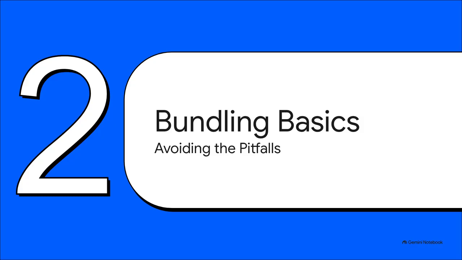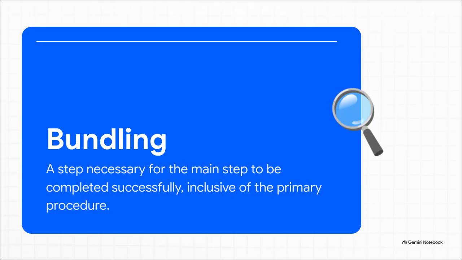Moving on to Section 2, bundling basics and pitfalls. Okay, so an absolutely crucial point here is understanding what bundling actually means in practice. Bundling refers to steps that are entirely necessary for a primary procedure to be successful. Think of it like this. If a surgeon performs an operation, they have to make an incision, right? And when they're done, they have to close that wound. You cannot bill separately for closing the surgical opening, because closing up is just an integral, necessary element of the main surgical process itself. It's bundled into the primary code.